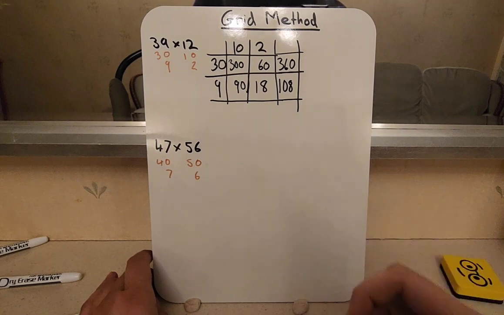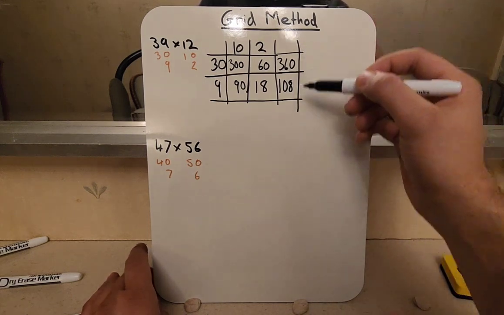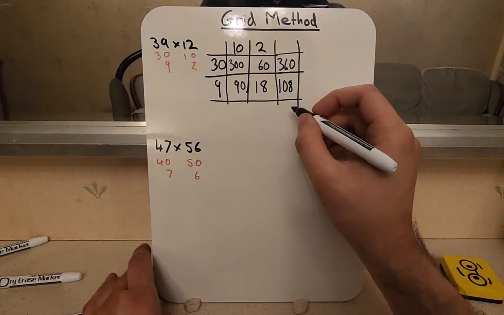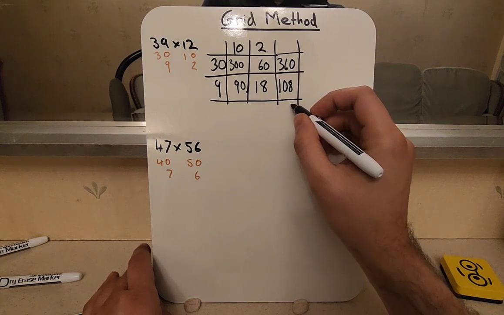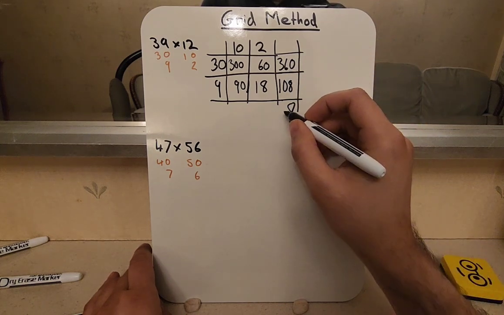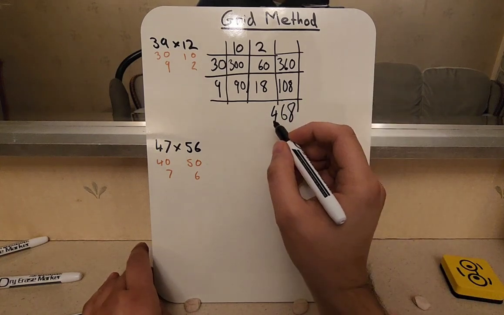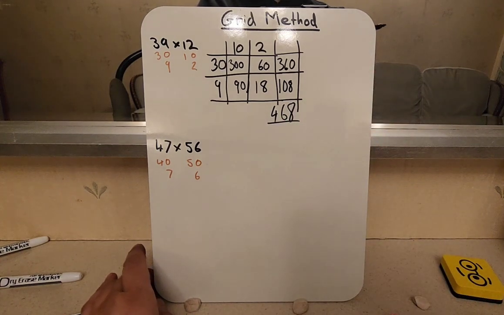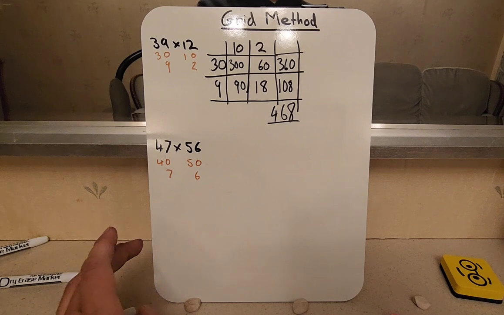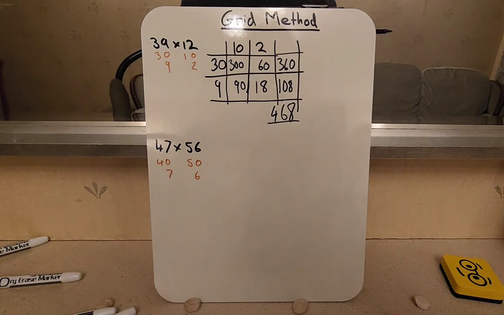Now here we can add these up using column addition. It's a little bit easier. That's why I like to line them up in the columns here. 8, 6, and 4. Our answer is 468. So go ahead and draw yourself a grid now. Pause the video.